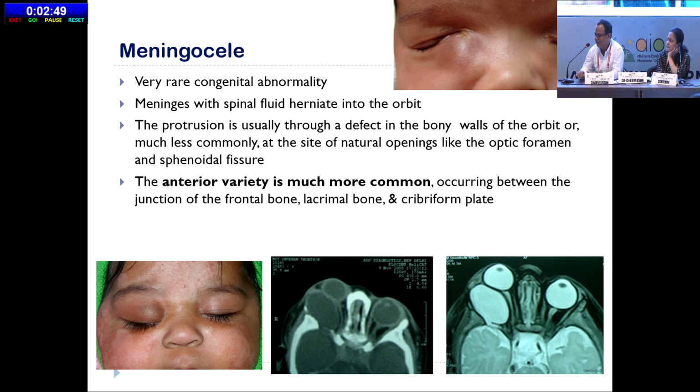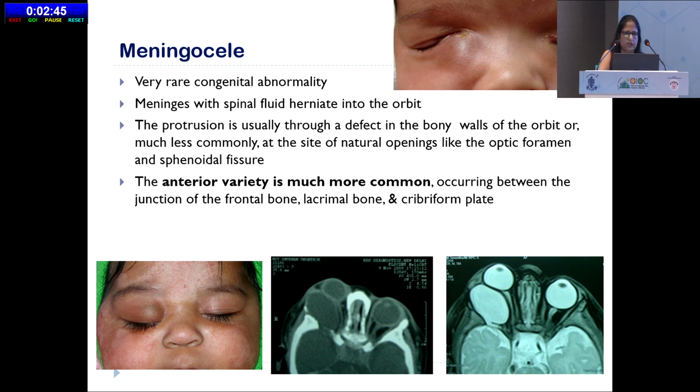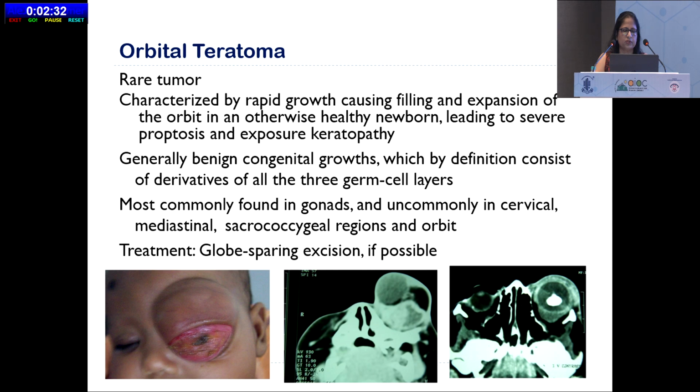And this we have published also, this particular image presenting as amniocele. So though very rare, yes, we have to keep these things in mind. And this baby, the lower picture, if you see clearly, you can see that there is a defect. So these patients are to be referred to neurosurgeons.